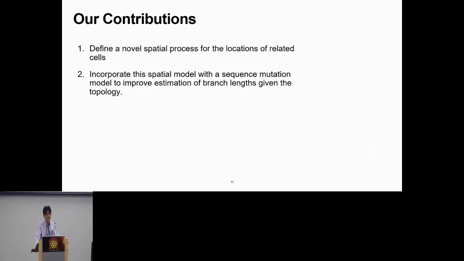And thus, our contributions are twofold. We define a novel spatial process for the locations of related cells, and we incorporate this spatial model with a sequence mutation model to improve estimation of branch lengths given the topology.